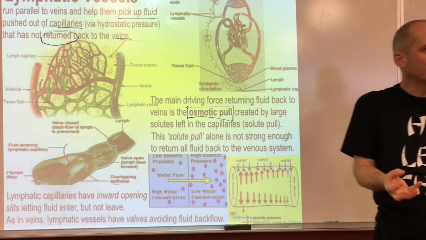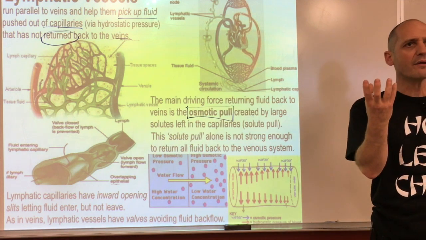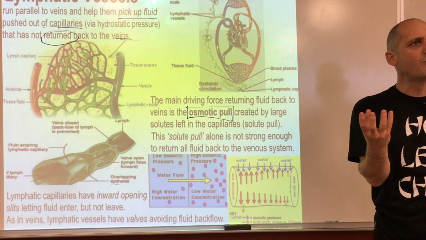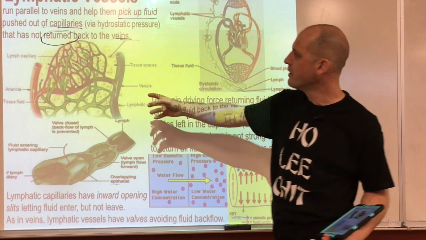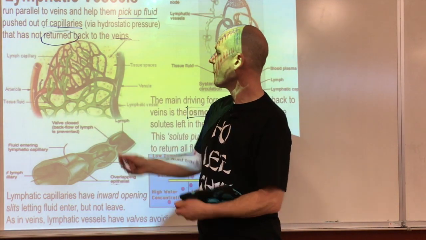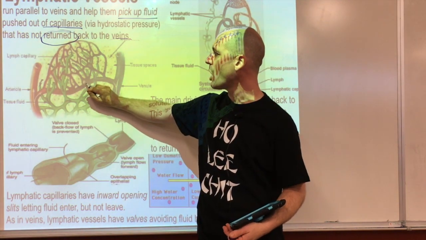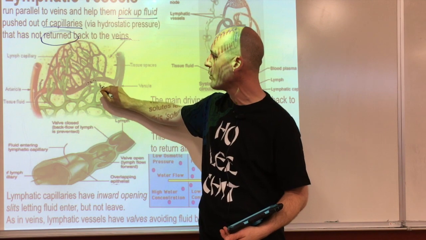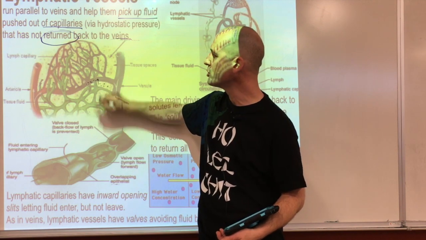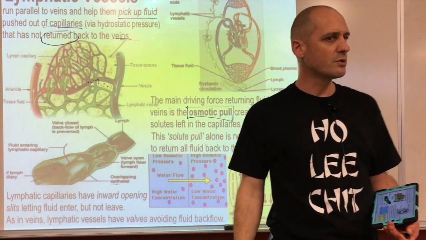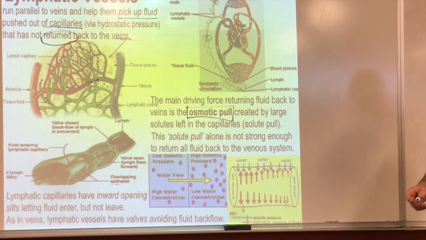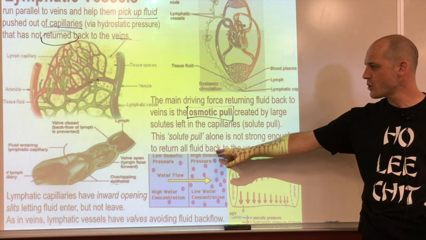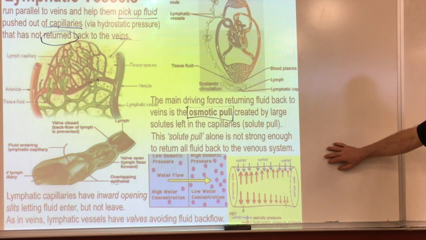It's like putting salt under the tomato and the water comes out and creates water droplets. Solutes will pull liquid with them. And so you can create sort of a pulling effect as you have larger solutes stuck in the vessel and you don't have them out here, and then the water wants to go back into the vessel. So that's that part of it. That's the osmotic pull, or the solute pull. It's not strong enough to return all the fluid back to the venous system.